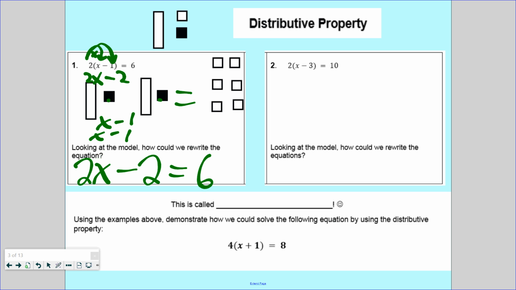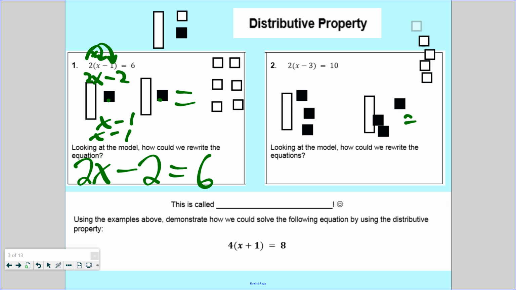So let's look at the next one. Let's use the model. Two groups of x minus 3. x minus 3, x minus 3 equals 10. 1, 2, 3, 4, 5, 6, 7, 8, 9, and 10. How can I rewrite this? I can rewrite it as 2x minus 6 equals 10.